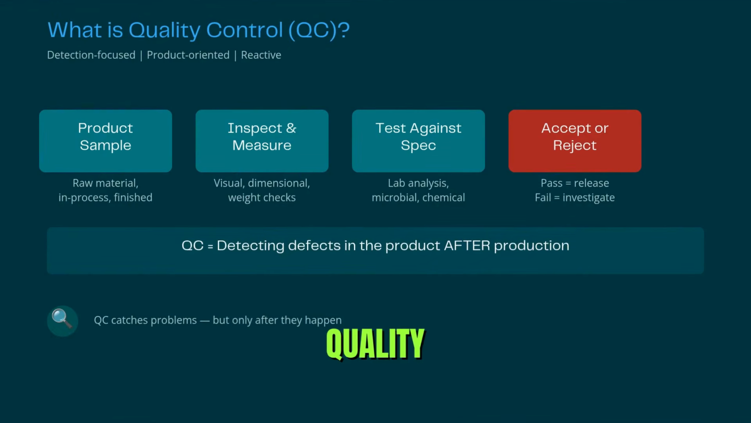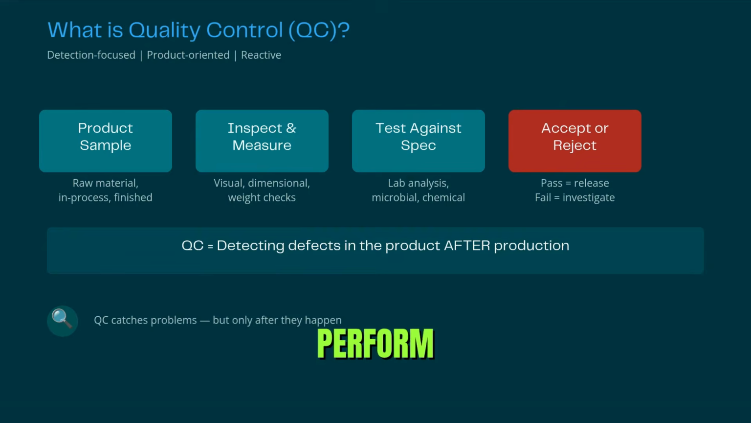On the other hand, quality control, we said it's focused on detection, it is focused on the product, and it's a reactive process. And the people that work in this department are called quality control specialists or technicians. These technicians have various roles and responsibilities, such as number one, they perform product sampling. So they sample the raw material that comes into the facility. They sample products that are in process and also the finished products.